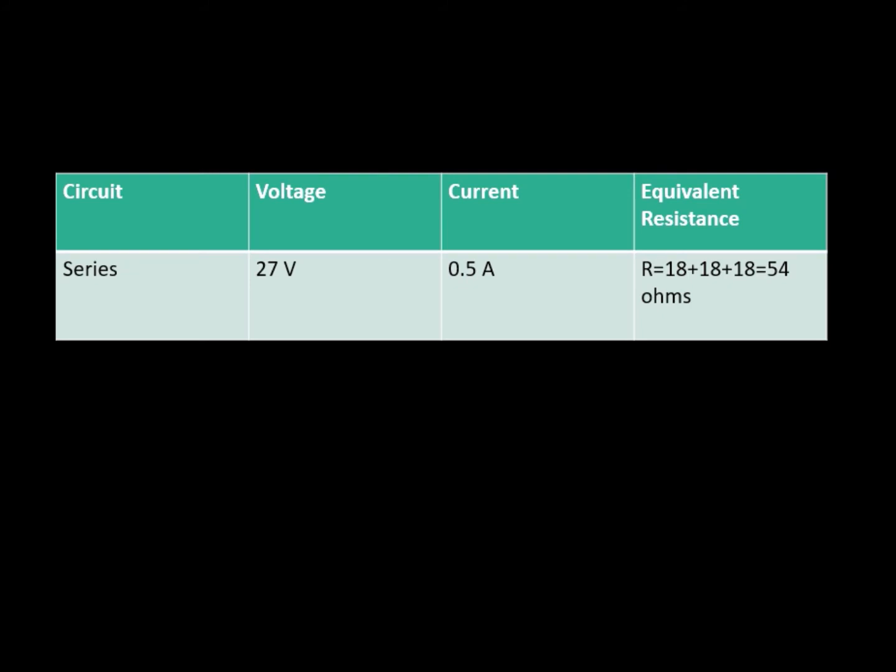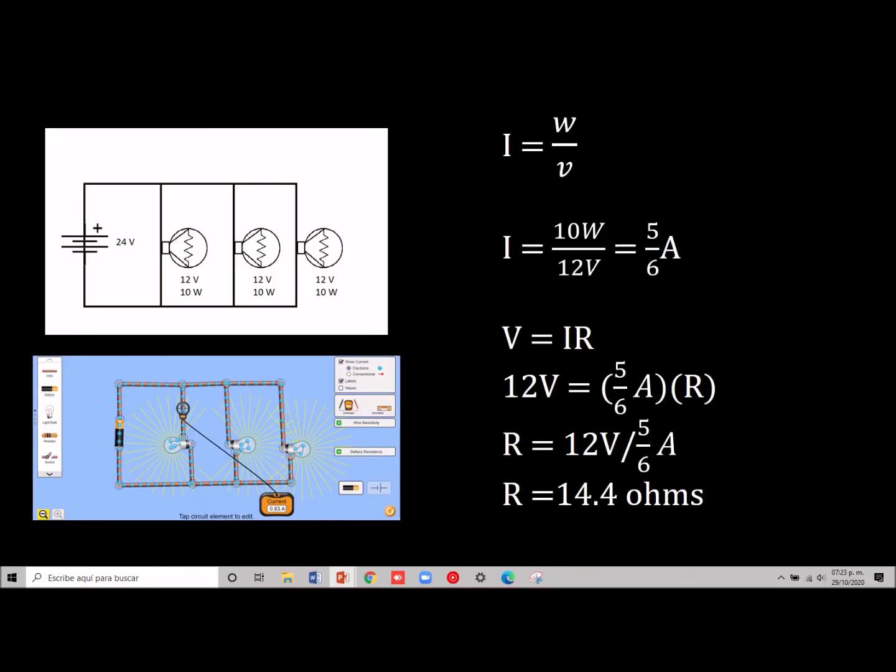So at the end we have the following data. The voltage of the series circuit is 27 volts, the current is 0.5 amps, and the equivalent resistance, as we mentioned, is 54 ohms. So now we're up to the second experiment, with a parallel circuit with 3 light bulbs and a battery of 24 volts.